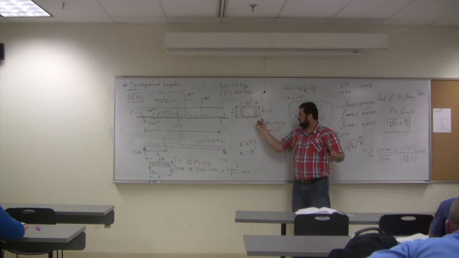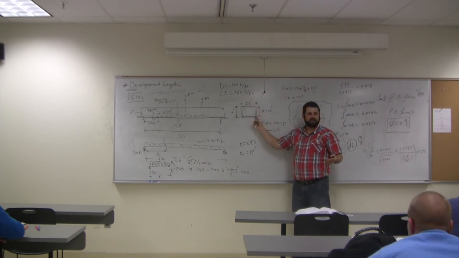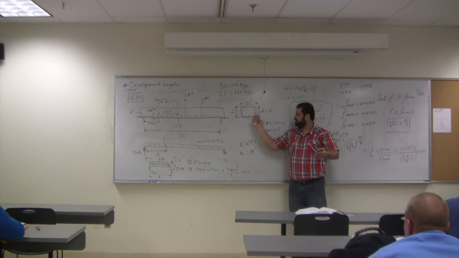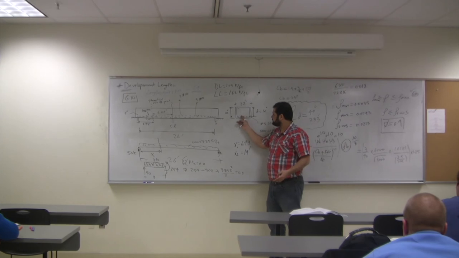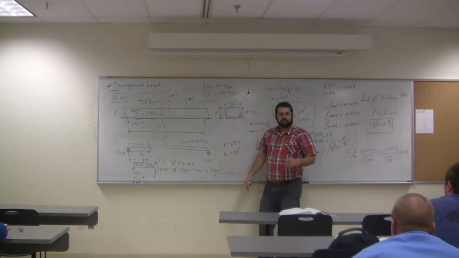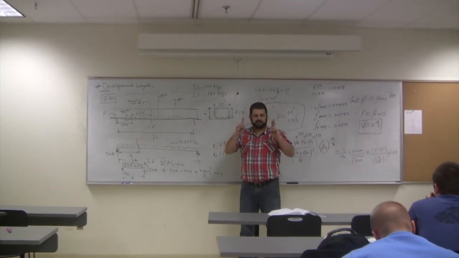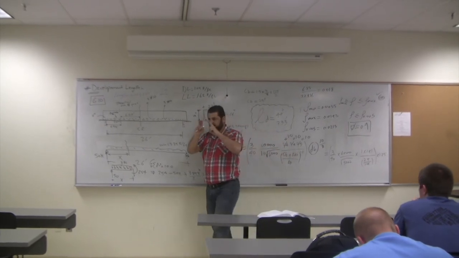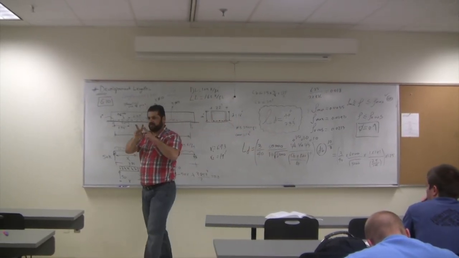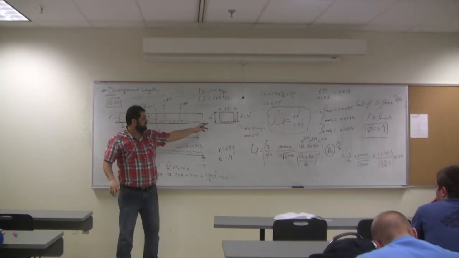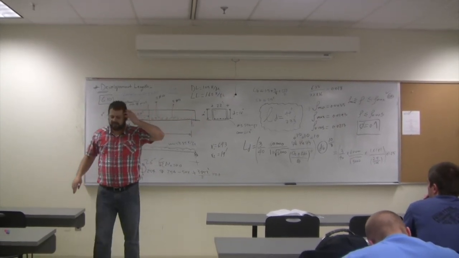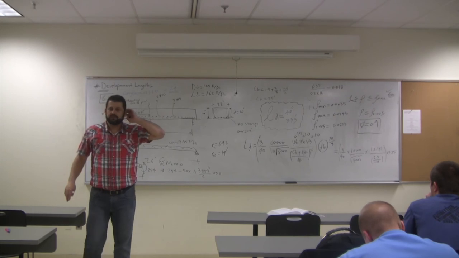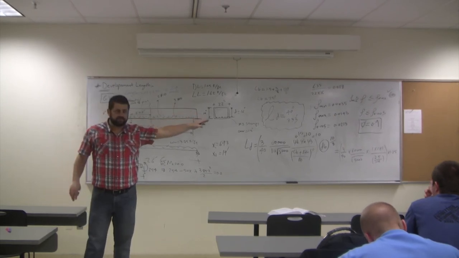22 minus the cover to the center, which is 2.5, right? So 22 minus 5, do it for me. 17. 17 divided by how many spacings do we have? 4. CB is half the center to center spacing between the bars, right? So 17 divided by 4, how much? 4.25. Divided by 2? 2.125. Which one is bigger?